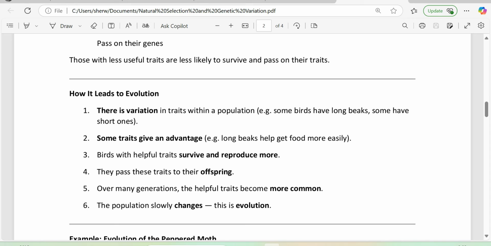How it leads to evolution. Point 1. There is variation in traits within a population, for example, some birds have long beaks, some have short ones. Point 2. Some traits give an advantage, for example, long beaks help get food more easily. Point 3. Birds with helpful traits survive and reproduce more. Point 4. They pass these traits to their offspring. Point 5. Over many generations, the helpful traits become more common. Point 6. The population slowly changes. This is evolution.